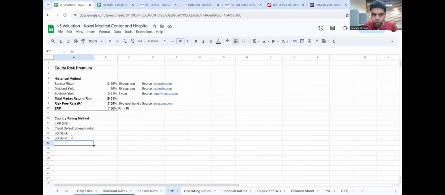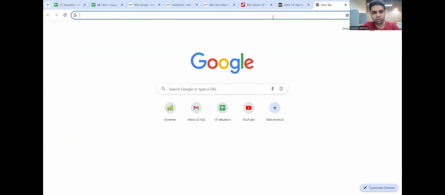Think of it from the perspective of an international investor. If they are in the US and they want to invest in India, India is perceived to be a risky country, so they expect an additional return over and above the premium that they'll make in the US. How do we get this information? It's very simple. Professor Damodaran does all the hard work for us.